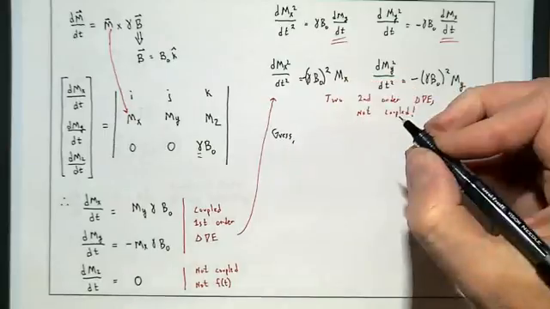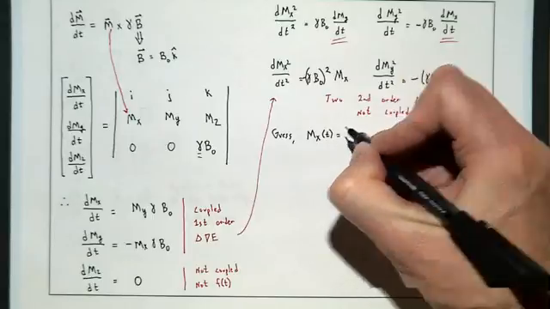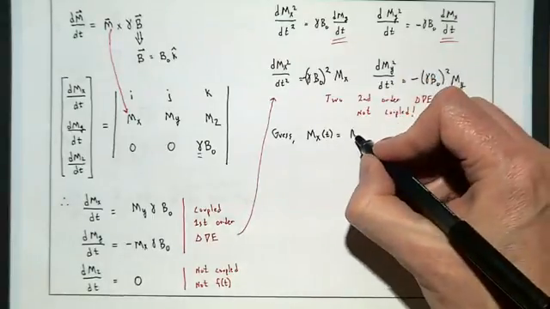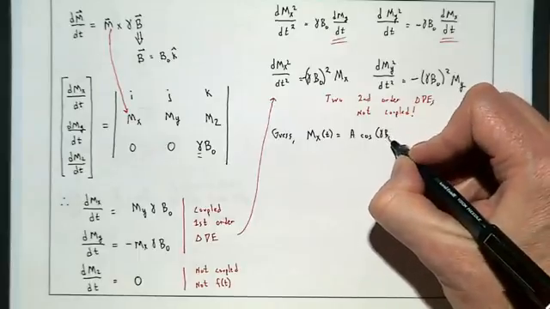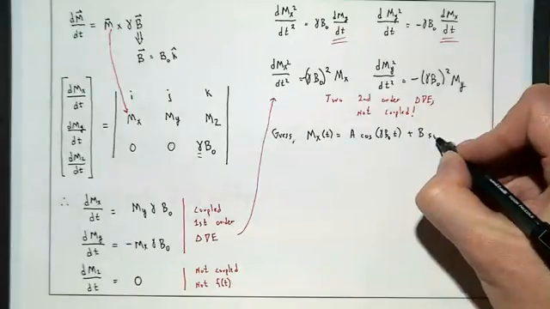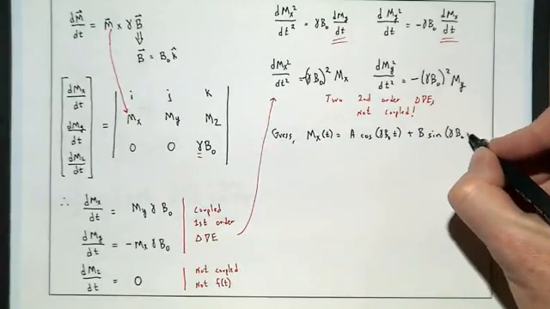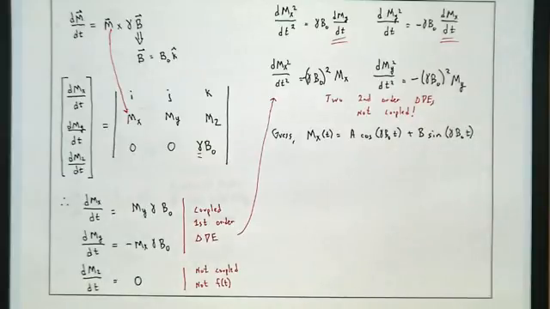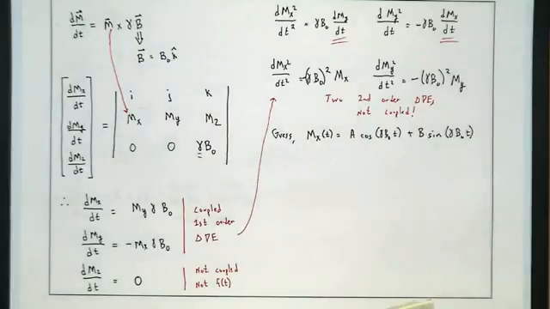I'm going to guess that the x component of my bulk magnetization is behaving something like A cosine(gamma B0 t) plus B sine(gamma B0 t). That's a fair guess, but the problem is I don't know what A and B are, so I have to figure out what A and B are. And to do that, I need to state something about the system itself.